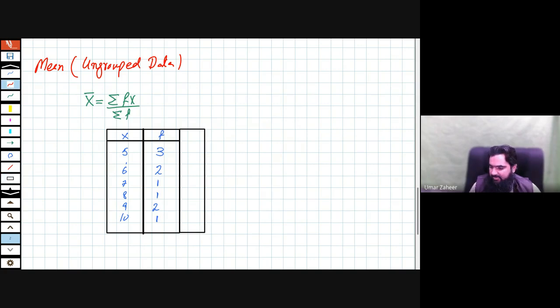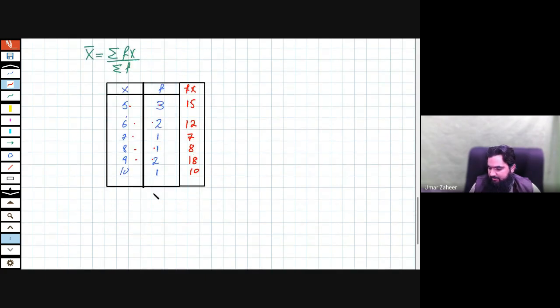And I'm going to find f of x. So 5 multiplied by 3, 15. 6 multiplied by 2, 12. 7 multiplied by 1, 7. 8 multiplied by 1, 8. 9 times 2 is 18. 10 times 1 is 10.